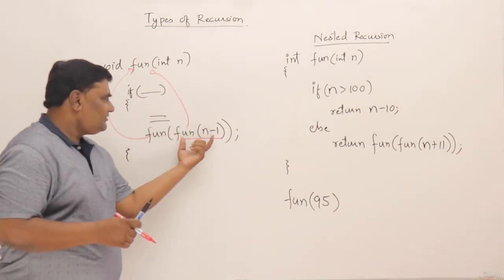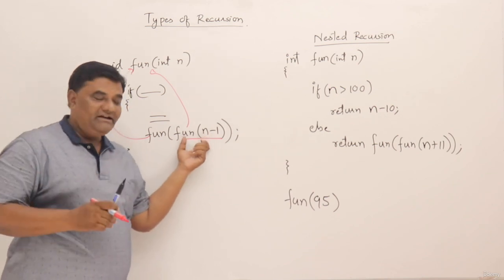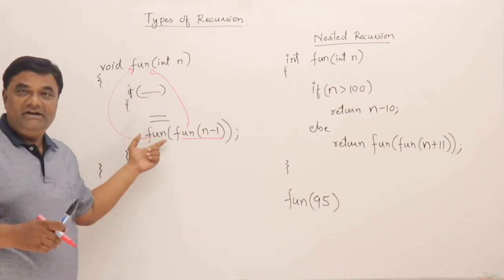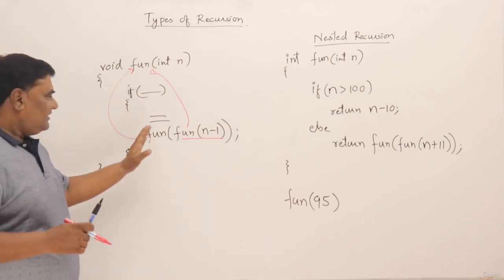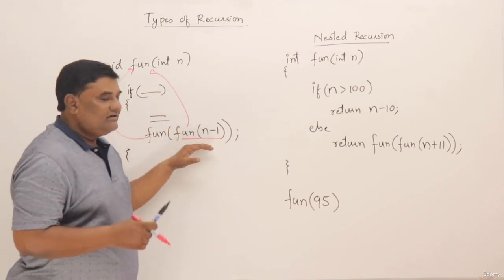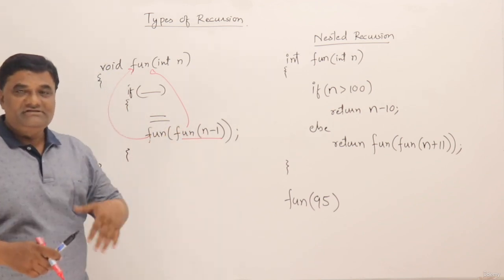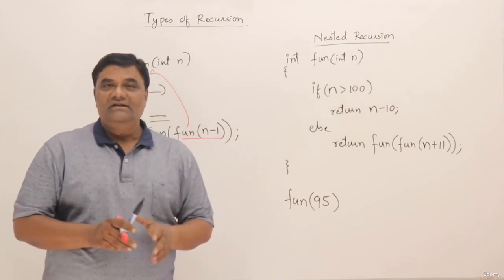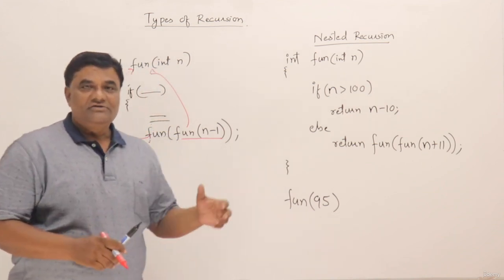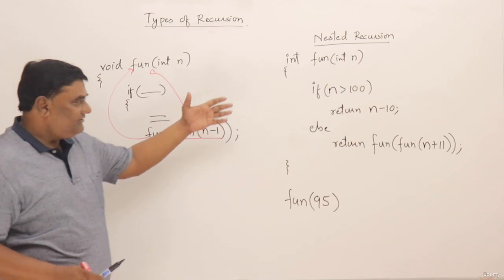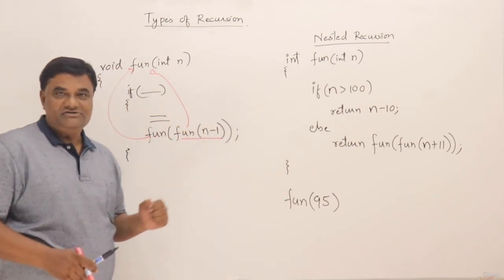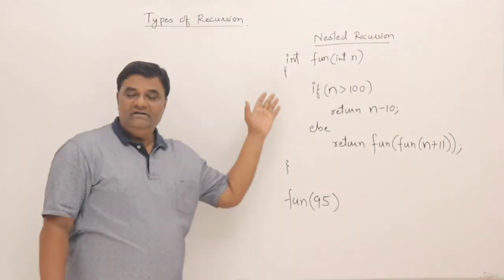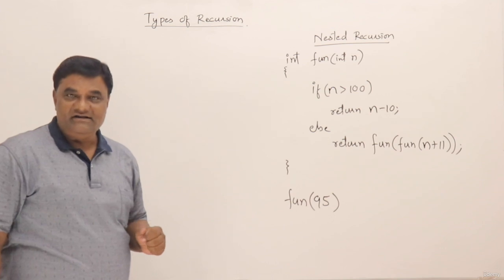Means unless the result of this recursive call is obtained, this call cannot be made. So a recursive call is taking a recursive call as a parameter. So this is recursion inside recursion, so it is called nested recursion. As an example, I have one function here. I will trace that function and show you. Here is a nested recursive function example.